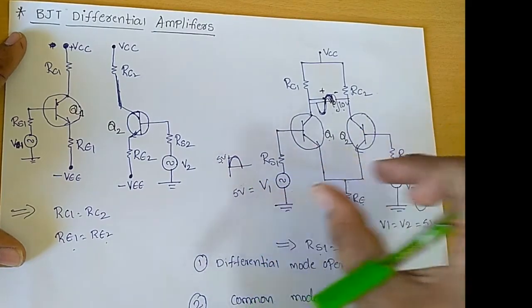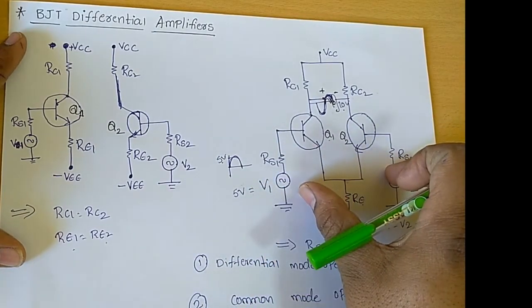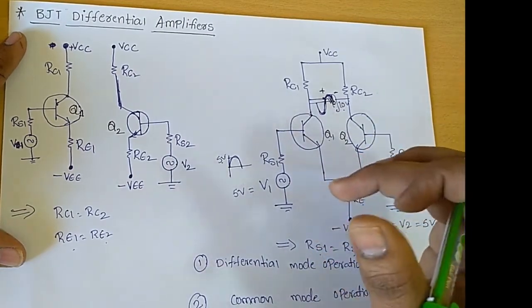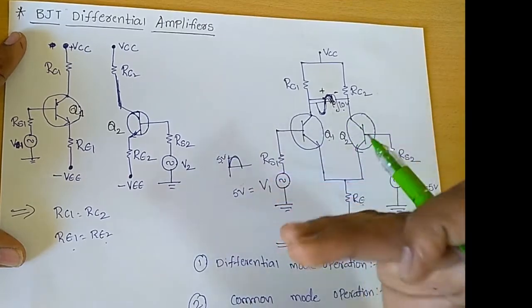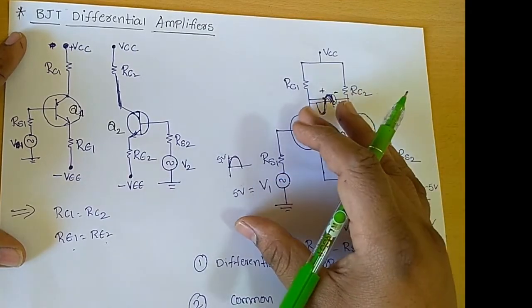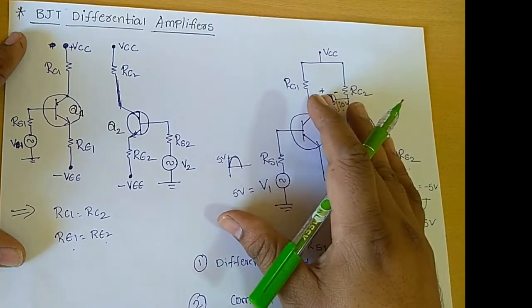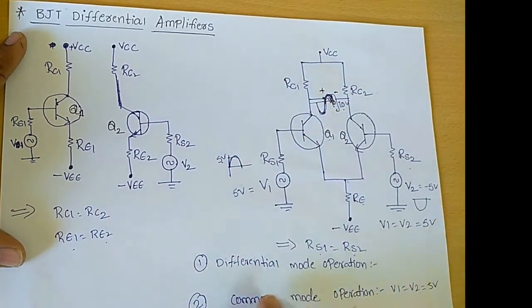But this common mode operation we are not using, because the differential amplifier should always amplify the difference between the two input signals. So we always operate the given differential amplifier circuit in the differential mode only.